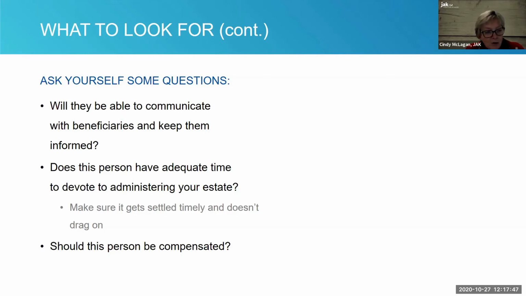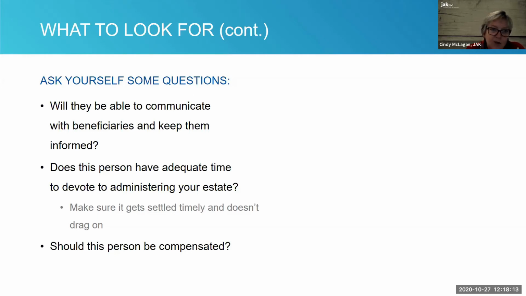And I think I also touched base already with, does this person have the time to devote to administering your estate? Because you want to make sure that it gets settled and it doesn't drag on. Sometimes estates can last for years and years, especially if there's real estate or other property or if there are different disagreements about things, and it can take a long time.